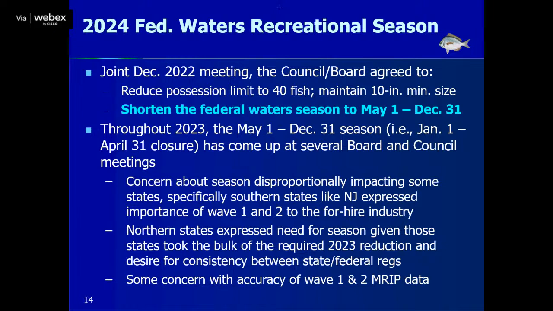So before moving on to monitoring committee feedback, I'd also like to acknowledge a topic that's come up several times throughout the course of this year, and that's the recreational January through April federal waters closure that's currently in place. Just as a refresher, as I noted at the beginning of the presentation, last year in December, the council and board agreed to modify federal waters measures, and that included a shortened season from May 1st through December 31st. So effectively a January 1st through April 30th closure.